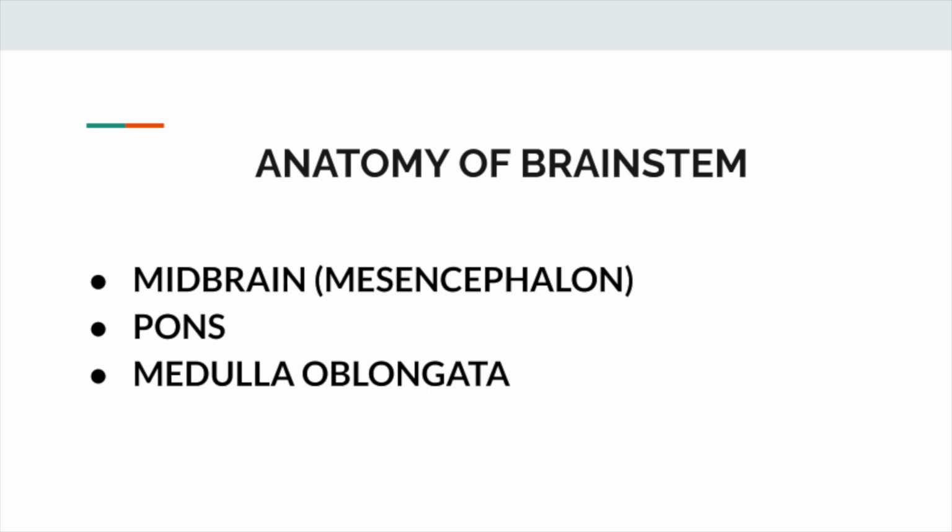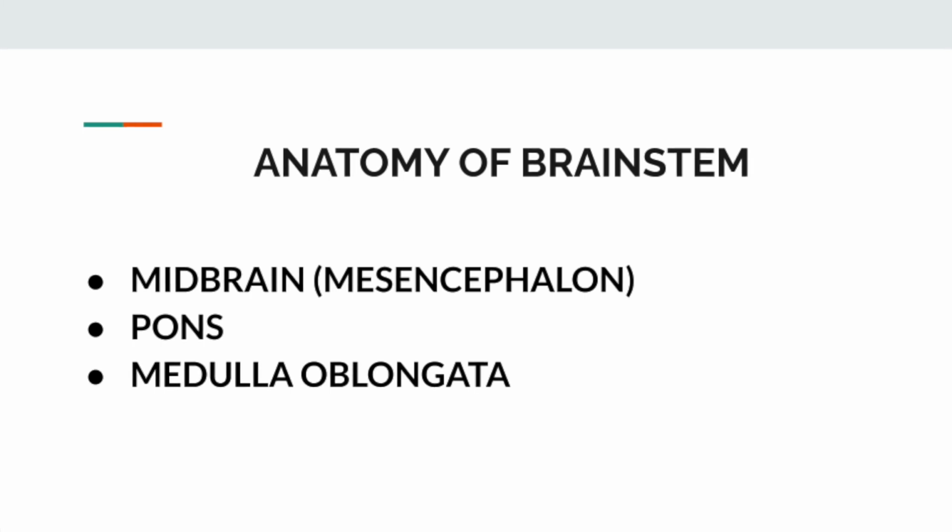Now comes the anatomy of the brainstem. The brainstem is composed of three main regions. First is the midbrain, which is mesencephalon. Second is the pons, and the third one is medulla oblongata. Each region has distinct structures and functions, and together they form the conduit for nerve fibers traveling between the brain and spinal cord.